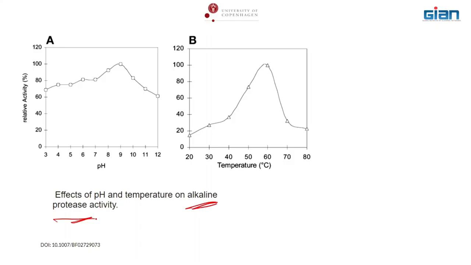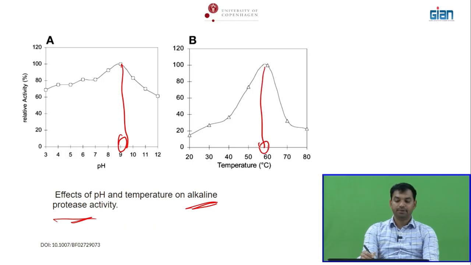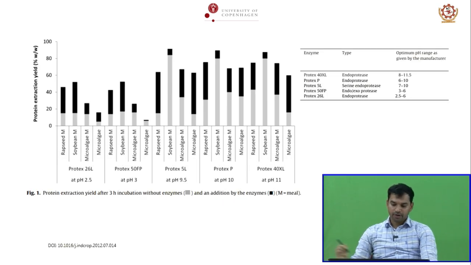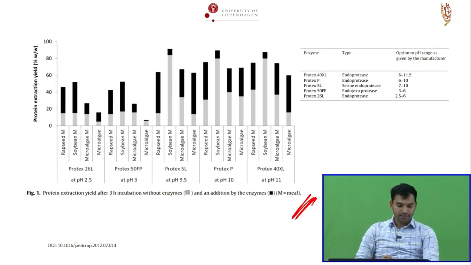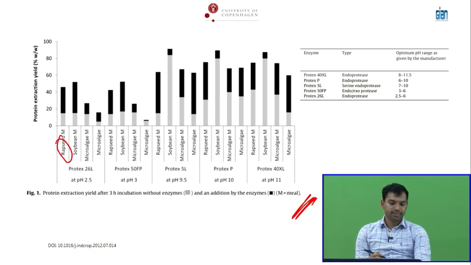Here is one example showing alkaline protease, an enzyme people have extracted. It has an optimal pH around 9 and optimal temperature around 60 degrees Celsius, just to show. You can do the enzyme kinetics yourself. All right, now coming to the real experiments here. This is the protein extraction done on rapeseed matrix, okay, with and without enzyme.